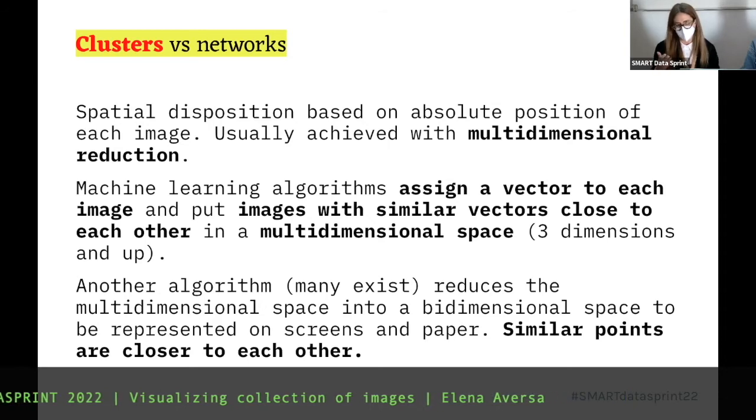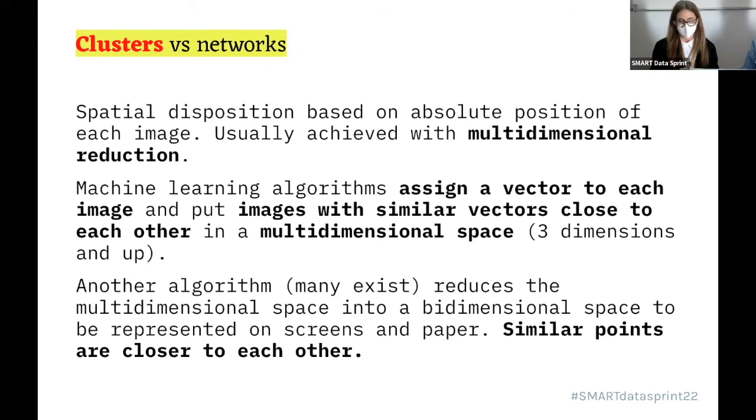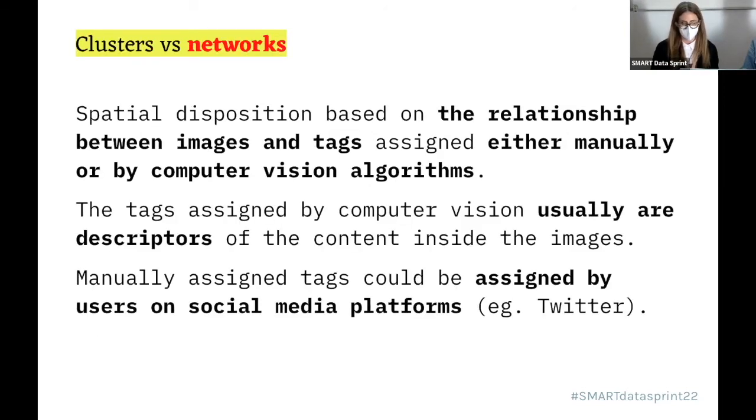It's a little bit of a tricky process, but the first step converts the images into a multidimensional space, so three or more dimensions. To have the possibility to see the results on screens or on paper, you need another algorithm that transforms the space into two dimensions. In any case, in the resulting cluster, you can see that similar points are always closer to each other. With networks, instead, the spatial disposition is based on the relationship between the images.